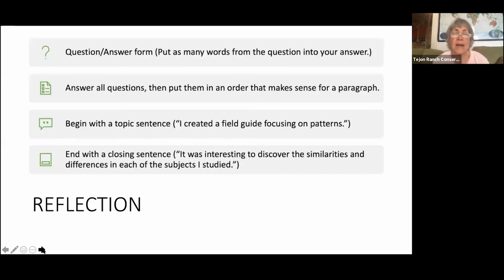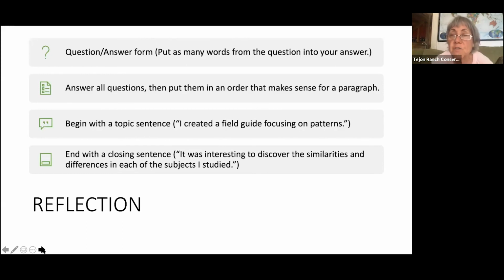Hi, everybody. You're back from doing your journaling. So now let's just review how to do your reflection questions. I know that some of you have a real challenge in doing this writing, but if you remember that most of the answer is part of what was in the question, it should become a lot easier. You just have to think about little things, not the entire big thing. So, question answer form, put as many words from the question into your answer. Remember, what state do you live in? The state I live in is California.